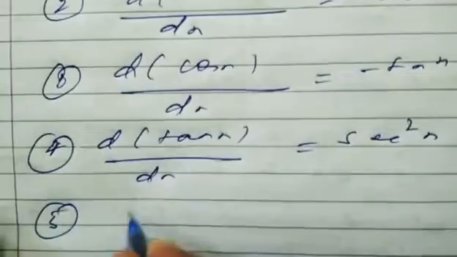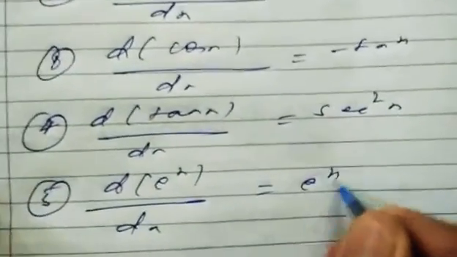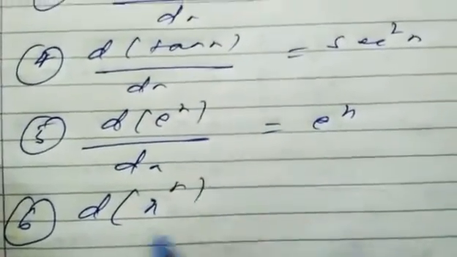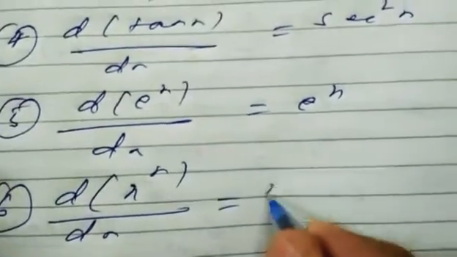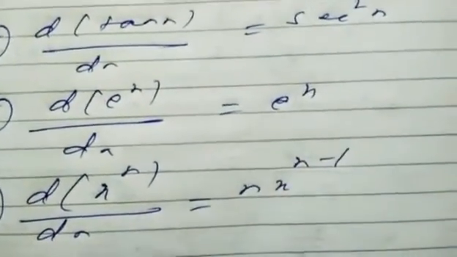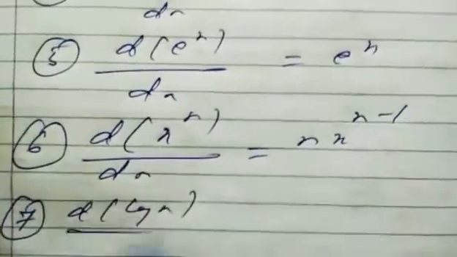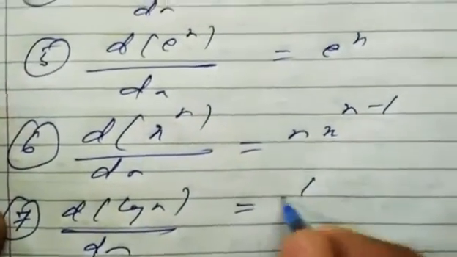Fifth, differentiation of e to the power x will be e to the power x. Sixth, differentiation of x to the power n with respect to x is n x to the power n minus 1. Seventh, differentiation of log x with respect to x is equal to 1 by x. Eighth, differentiation of sec x with respect to x is sec x into tan x.